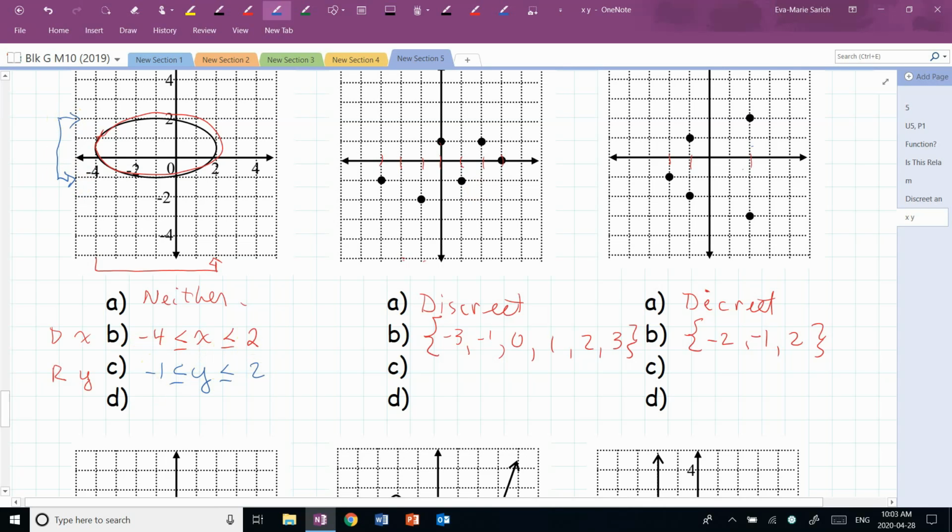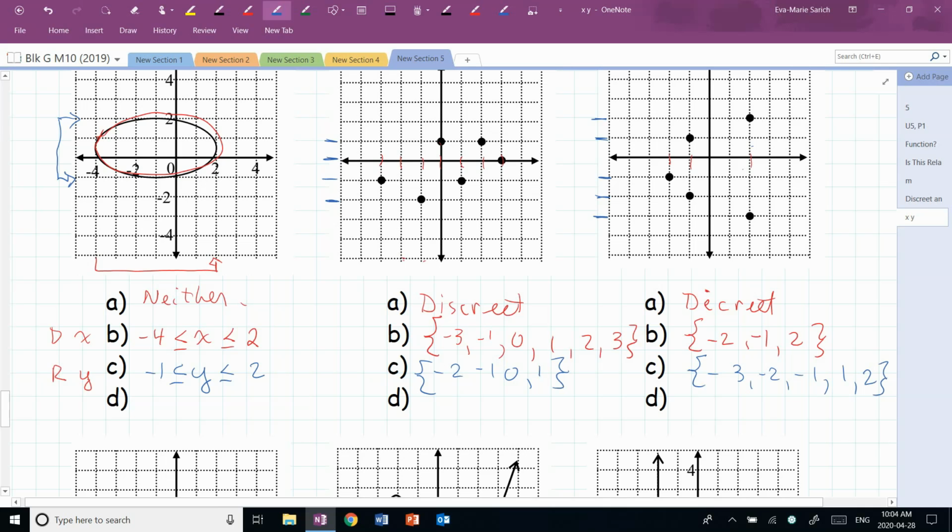For the second example, discrete points, just listing those points. So lowest is -2, -1, 0, and 1. Put them in the curly brackets. Again, discrete points. We go in the y direction down to -3, -2, -1, 1, and 2. Those are our discrete points.